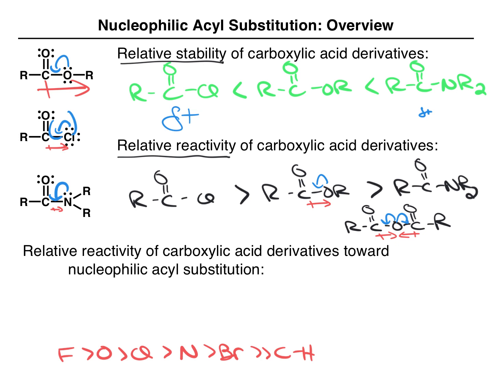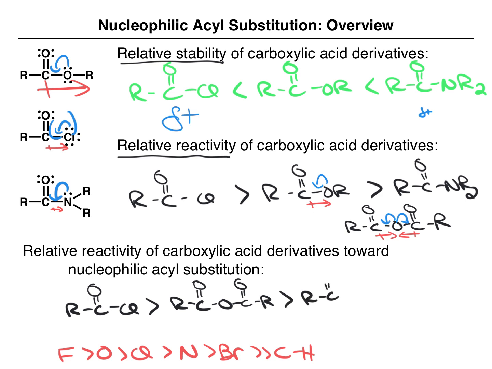So when we put this all together, acid chlorides are the most reactive, followed by anhydrides, followed by esters, followed by amides. So this carbonyl carbon is the least stabilized, so it's the most electrophilic and it's the most reactive in nucleophilic acyl substitution. As we move down here, we see that this carbon is going to be the most stabilized, so it is the least electrophilic and the least reactive in nucleophilic acyl substitution.